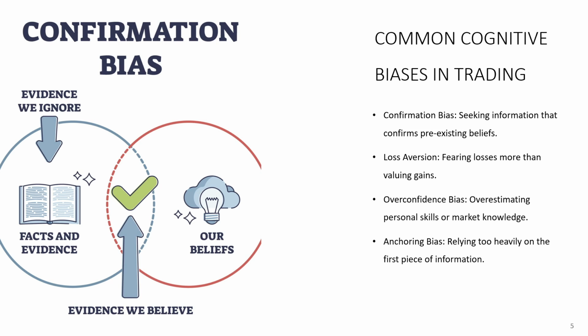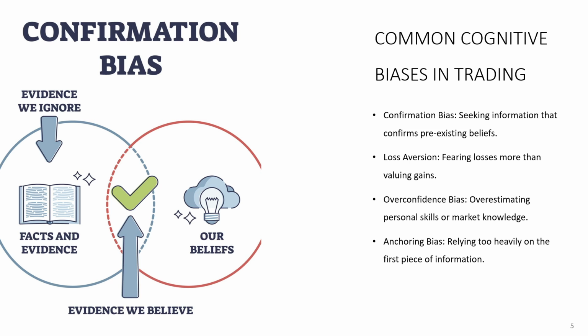Loss aversion. This is the bias that causes us to fear losses more than we value the gains. This is why traders often hold onto losing positions longer than they should, hoping the market will turn in their favor. And this behavior can turn a small manageable loss into a large one. Essentially, loss aversion clouds the judgment and makes it difficult to cut losses.